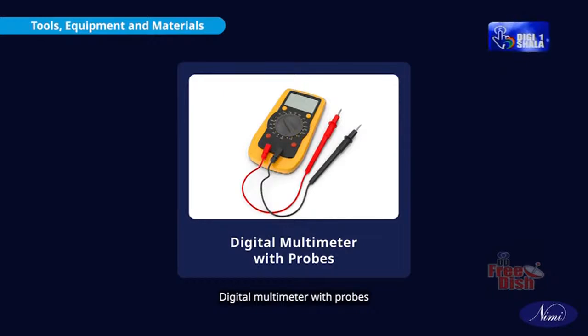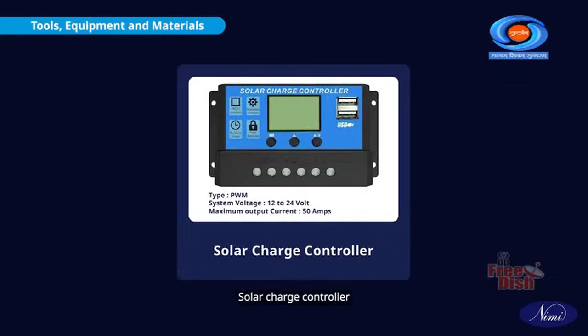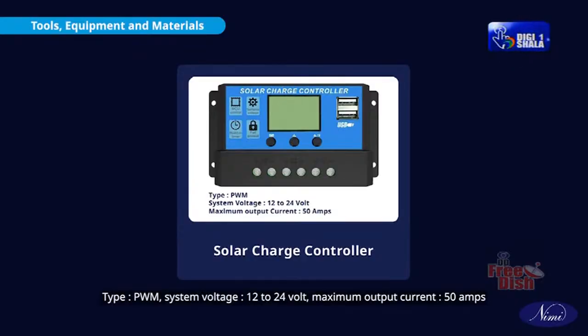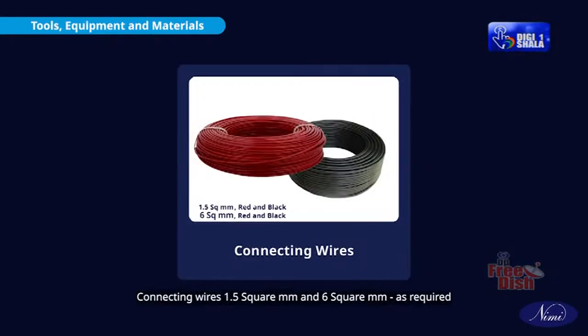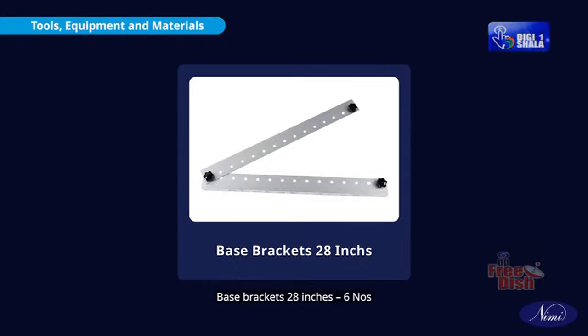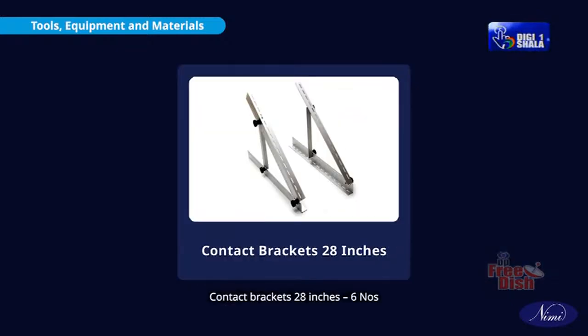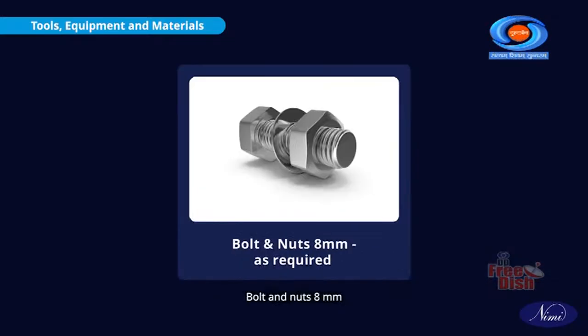Digital multimeter with probes, trainee's toolkit, solar PV panel 12 volt 500 watt peak with fabricated panel support fittings, solar charge controller type PWM, system voltage 12 to 24 volt, maximum output current 50 amps, DC circuit breaker 2 pole 12 volt 6 amps, connecting wires 1.5 square mm and 6 square mm as required. DC fan 12 volt, base brackets 28 inches 6 numbers, contact brackets 28 inches 6 numbers, supporting brackets 14.8 inches, bolt and nuts 8 mm.